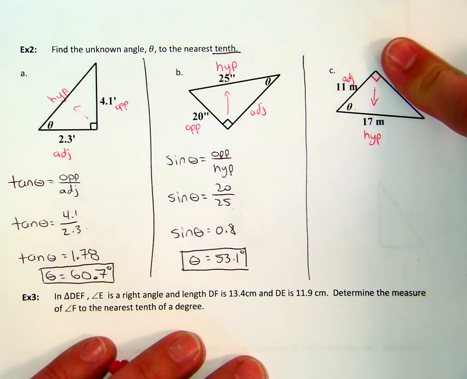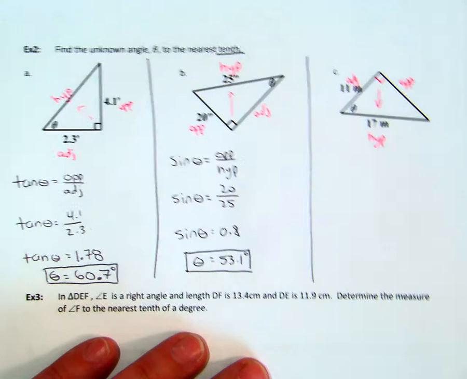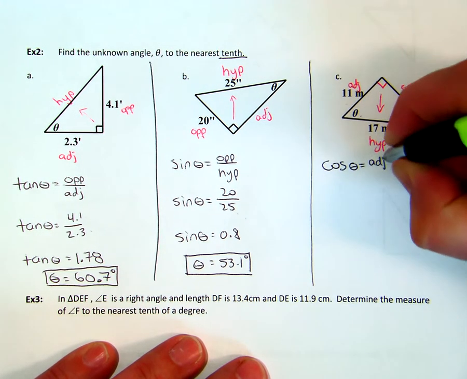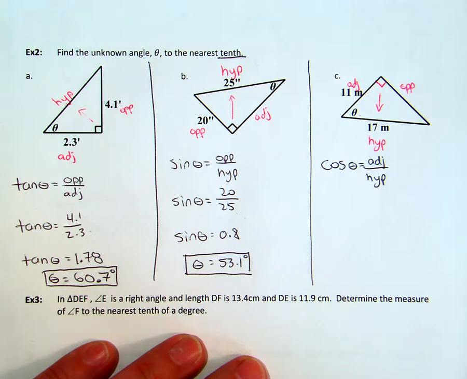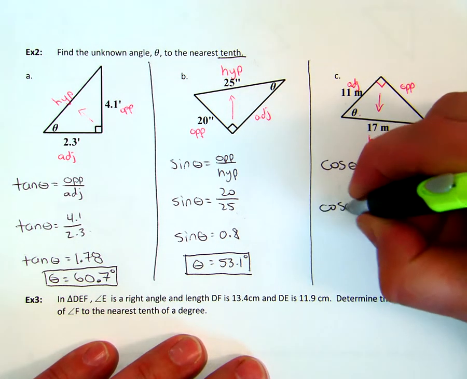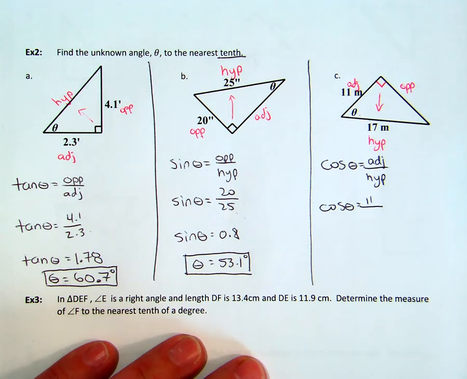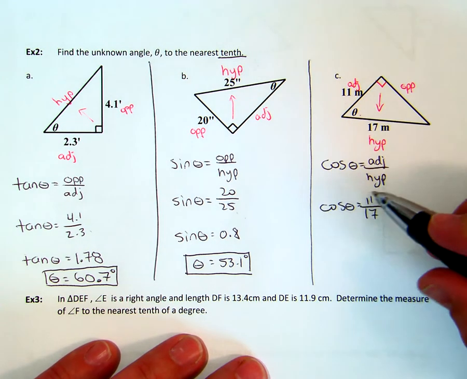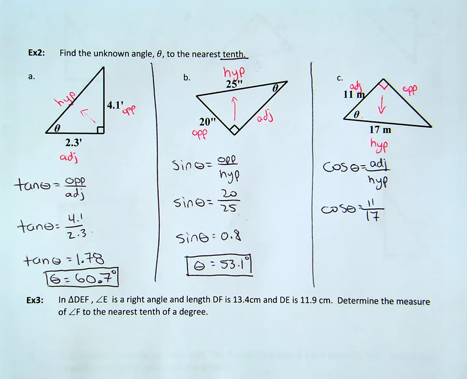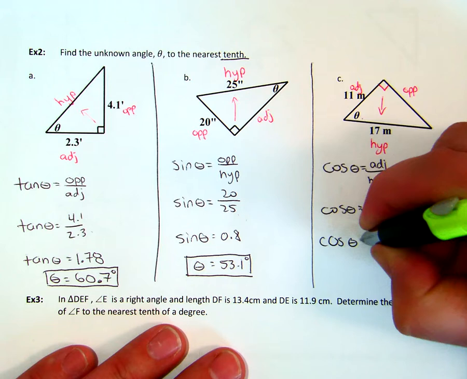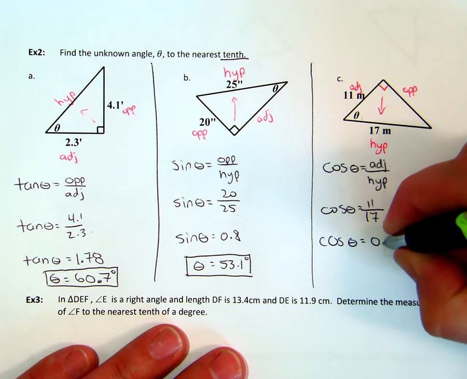Look at the chart. Adjacent over hypotenuse, that would be cosine. So I wrote down the cosine formula. The cos theta is equal to adjacent over hypotenuse. So I have cos theta. The opposite side, or sorry, the adjacent side is 11. The hypotenuse is 17. Just like I did in the other ones, I'm going to change these to a decimal. So 11 divided by 17 on my calculator, which is 0.65, or if I round that off, so I have cos theta is 0.65.